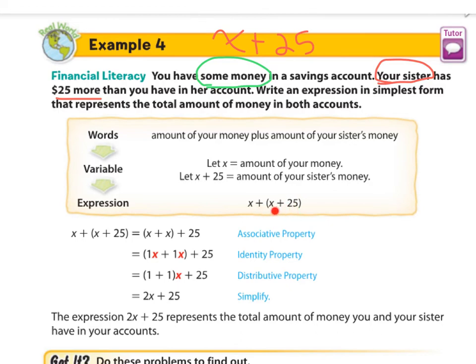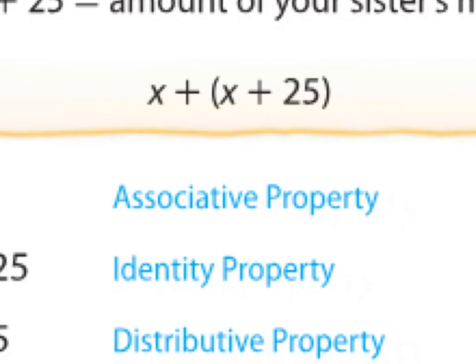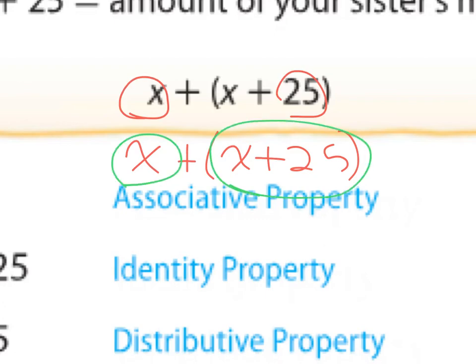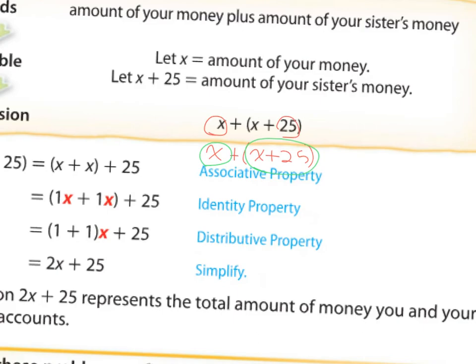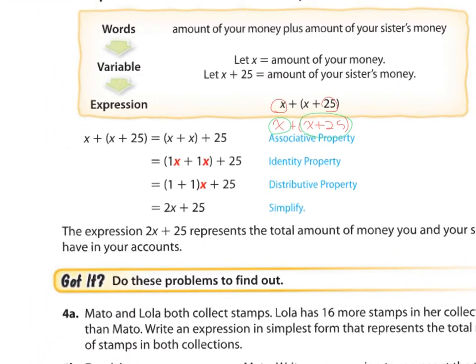You see that? This is something that some people often struggle with. Let me explain that again. x is your money, right? And then we know that your sister has 25 more than you, so it has to be your money again, plus 25. This right here alone is your sister's money, and this is your money. Got it? Okay, and that's how we would represent it algebraically.